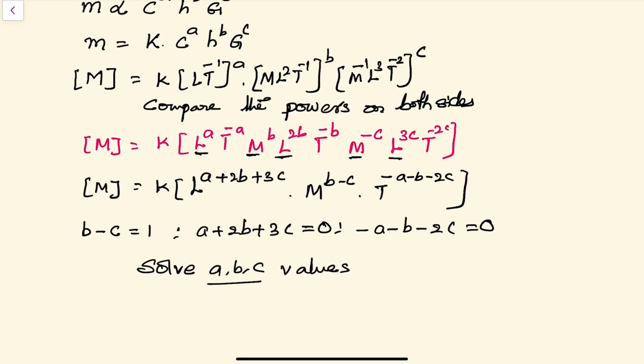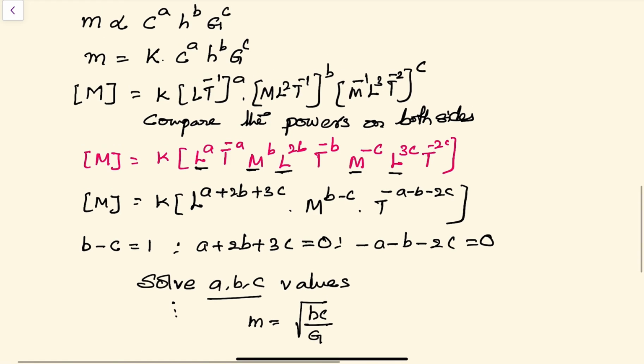Okay, just you do it, then you'll get it as M is equal to under root of h c by G. Just solve it. We'll substitute the values like this. You'll get h power 1 by 2, you will get c power 1 by 2 and G power minus 1 by 2. Just you solve it. Okay.